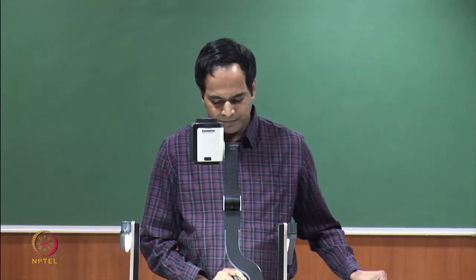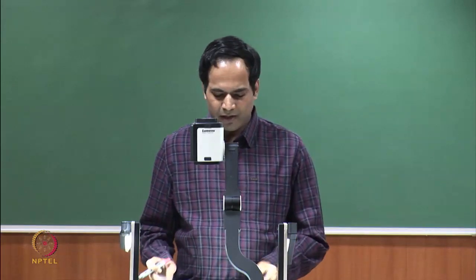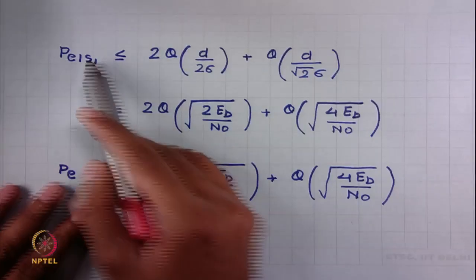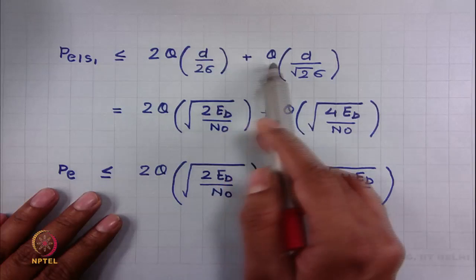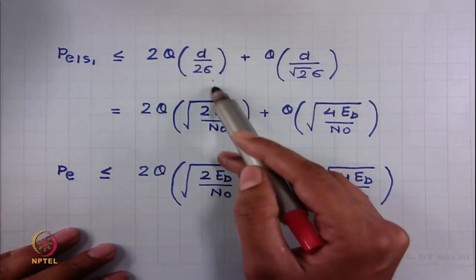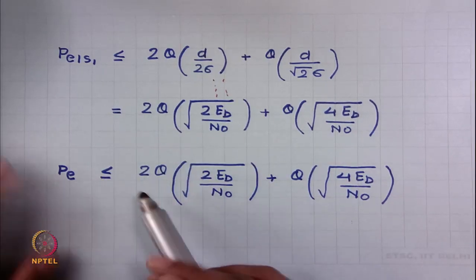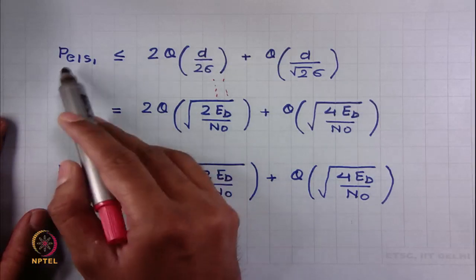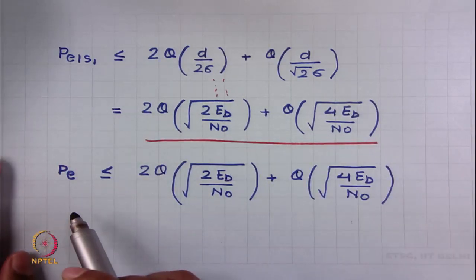And we can collect these two terms, and we can write that this probability of error given S1 is simply less than 2 times Q(d by 2 sigma) plus Q(d by root 2 sigma), and of course, you can also write this in terms of noise variance. And then you get the probability of error given S1 simply by this.